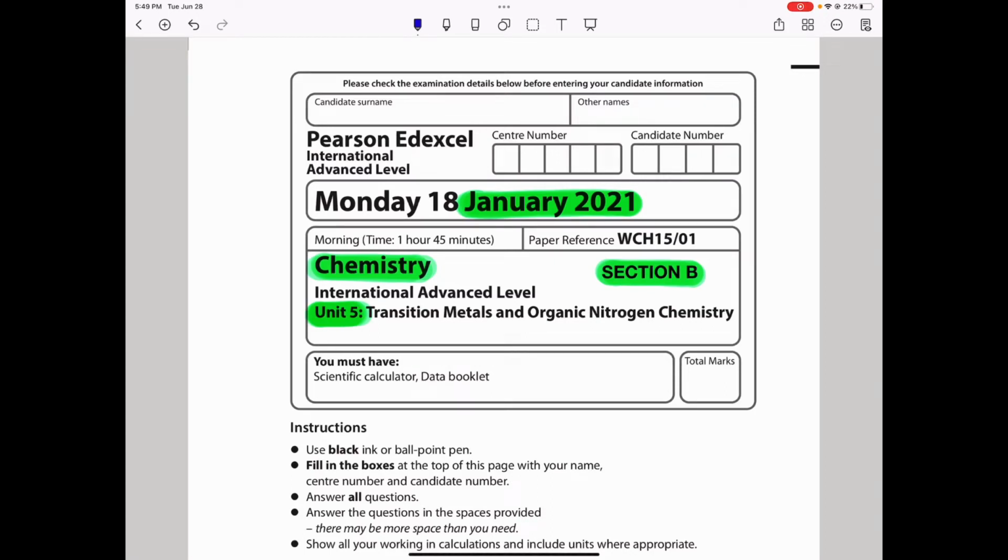Today we'll be discussing the Pearson Edexcel International A Level Chemistry Unit 5 for January 2021, Section B.